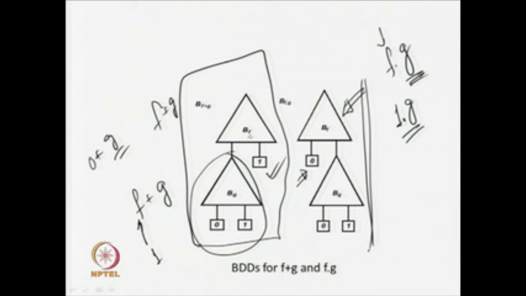And later on, since these two can be merged, I can redirect this particular edge to these things, and I can redirect this particular edge to this particular node. Again, after having these two BDDs, we are getting a BDD. If required, I can go for reduction of these BDDs also.